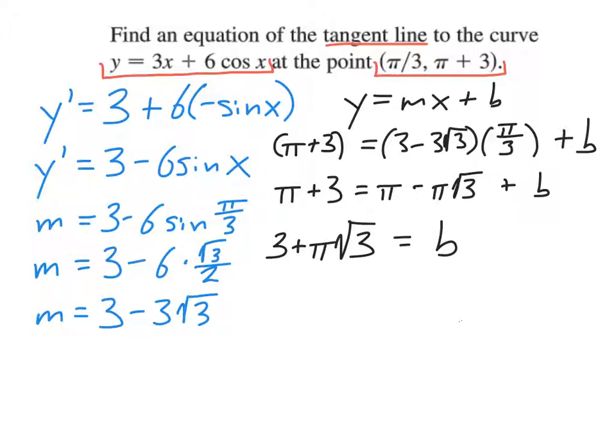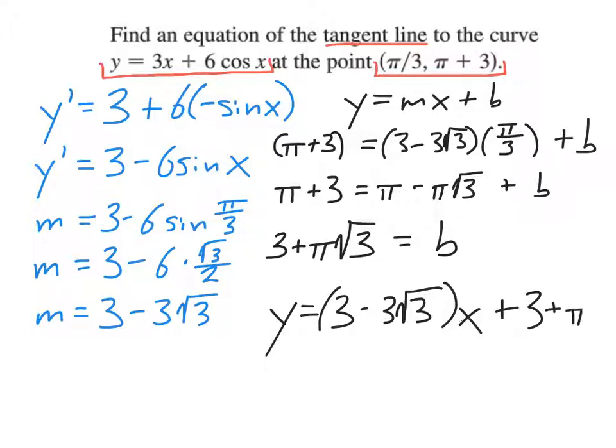Having done that, we now have enough to write our equation. So let's go ahead and get our equation in there. Final answer, y equals m. Remember, we know the m from back here, so I'm just plugging that in. So it's going to be 3 minus 3 root 3, that's my m value, times x, plus b. So now I just take that b that I just found and I plug it in. So that's going to be 3 plus pi root 3, squeezing it in at the edge there.